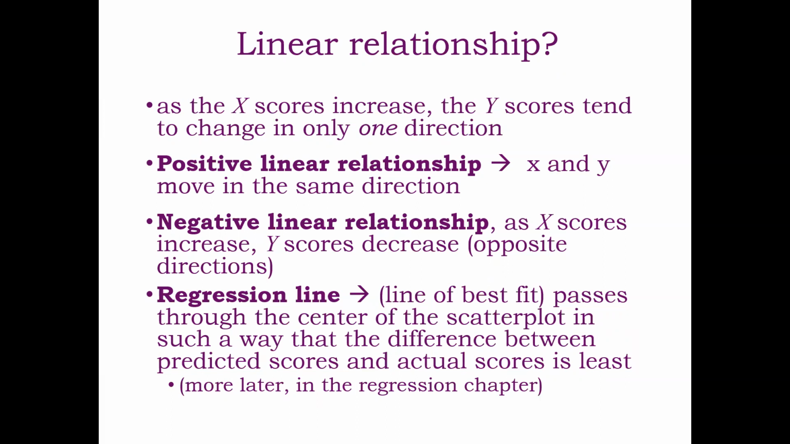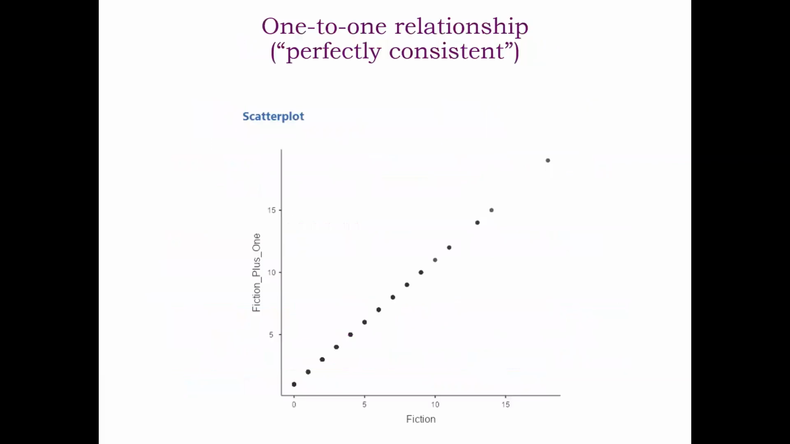We'll also be talking about the regression line. We're going to go into more detail about that next topic, but this is also called the line of best fit, and it passes through the center of a scatter plot between these two variables in such a way that the difference between the predicted scores in Y from X and actual scores is the least. And we'll talk more about that, so don't worry about it now. So a one-to-one relationship or perfectly consistent relationship is just when changes in Y exactly correspond to changes in X in a predictable way.